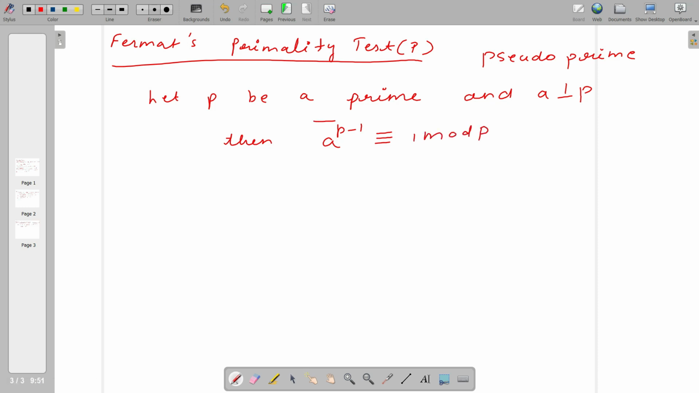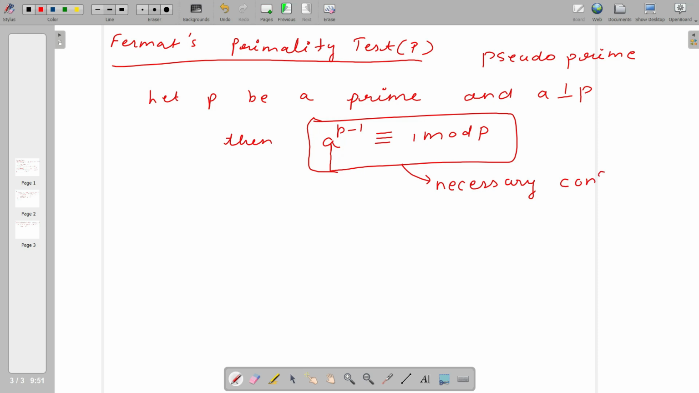This is Fermat's little theorem. So this is a necessary condition for P to be prime, but it is not a sufficient condition. If a number does not satisfy this condition, then it is definitely not a prime number. But if a number satisfies this condition, then we cannot say whether it is prime or not.